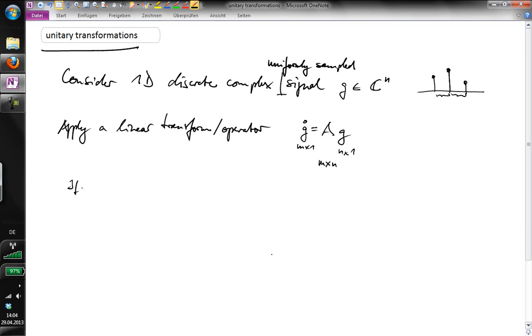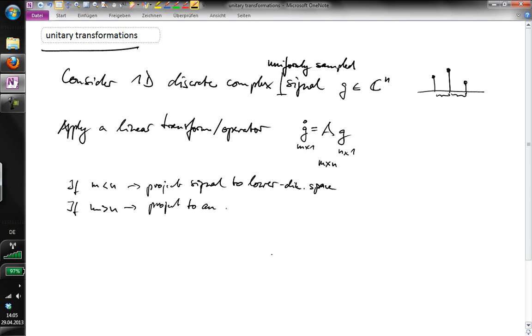Now, if m is less than n, then what we do is we project the signal to a lower dimensional space. Which, exceptions notwithstanding, means we are going to lose some information, usually. If, on the other hand, m is larger than n, then we project to an overcomplete or to a redundant representation. So let's say we take a signal with five entries. We can project this to a space with seven dimensions, but we're going to populate only a subspace in this higher dimensional space. So, in this sense, some of the dimensions are superfluous.